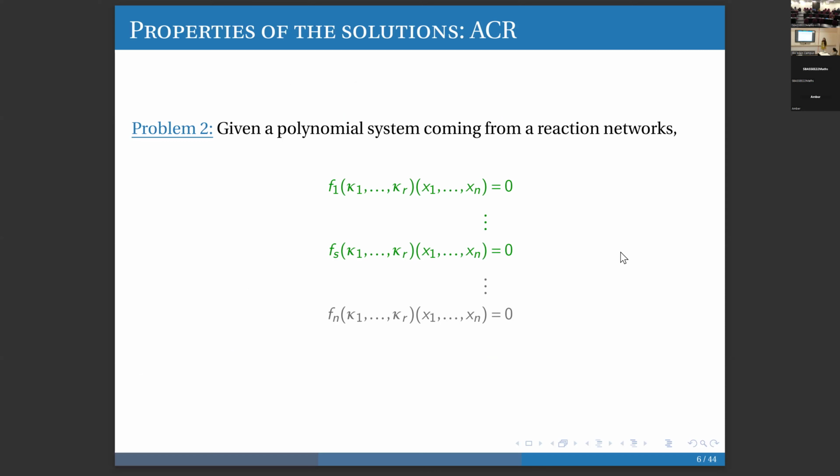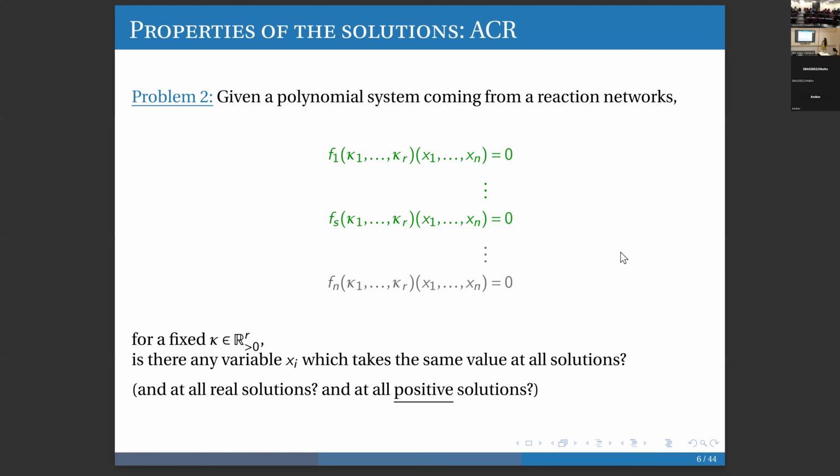The second problem, again, is a polynomial system coming from reaction networks, where s of the polynomials are linearly independent. If I fix one reaction rate, can I find one of the variables which always takes the same value at all solutions? Is there a fixed value for one of the variables at all positive steady states? Actually, I'm interested in the positives. This is the most important part.